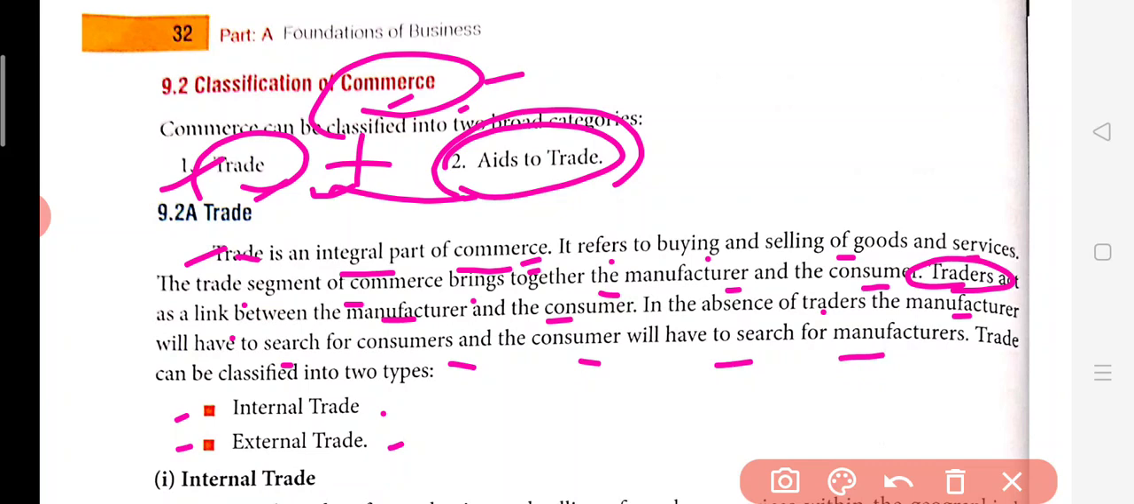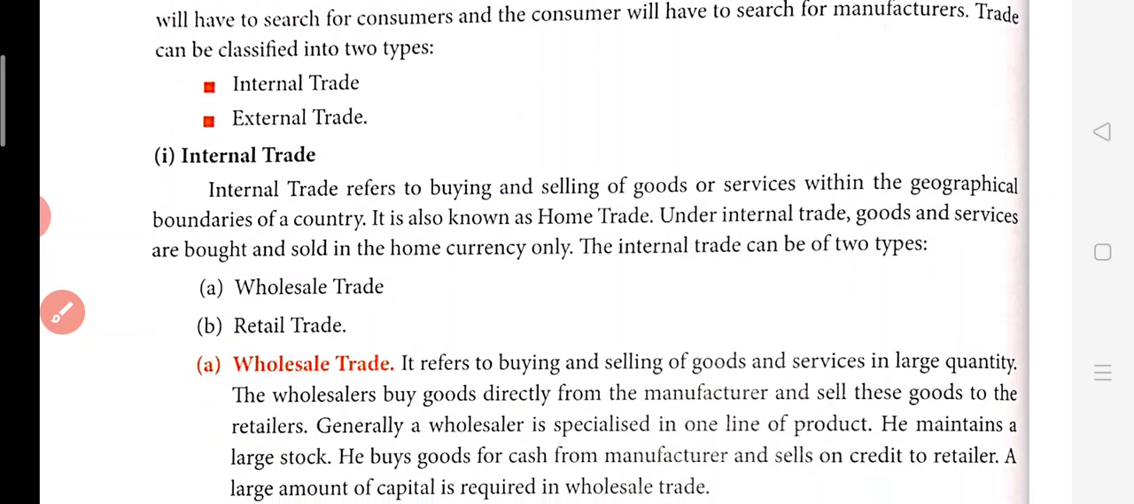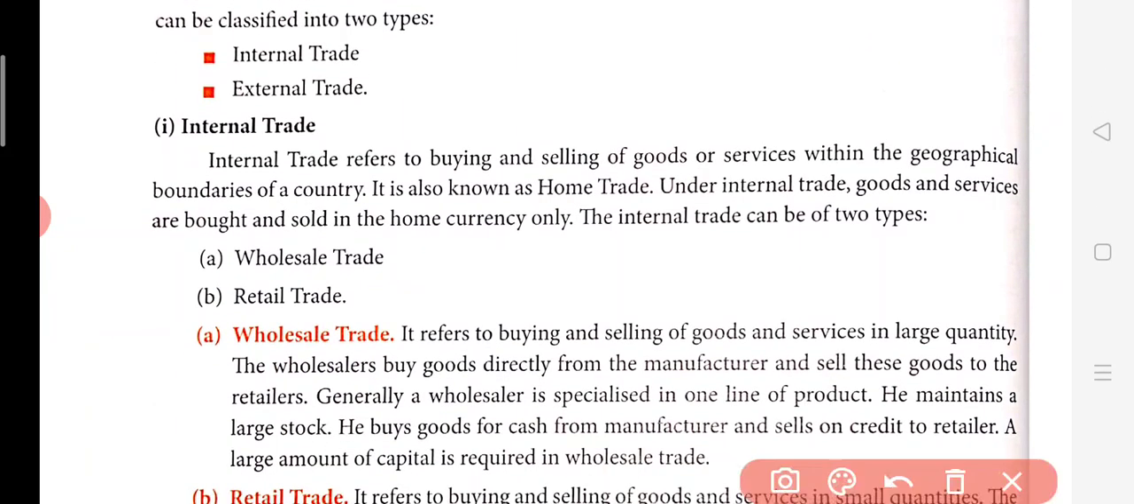Now this trade can be classified into two types: internal trade and external trade. Internal trade refers to buying and selling of goods and services within the geographical boundaries of a country. Inside India, suppose India is the boundary and your trade is happening inside India, it is called home trade.